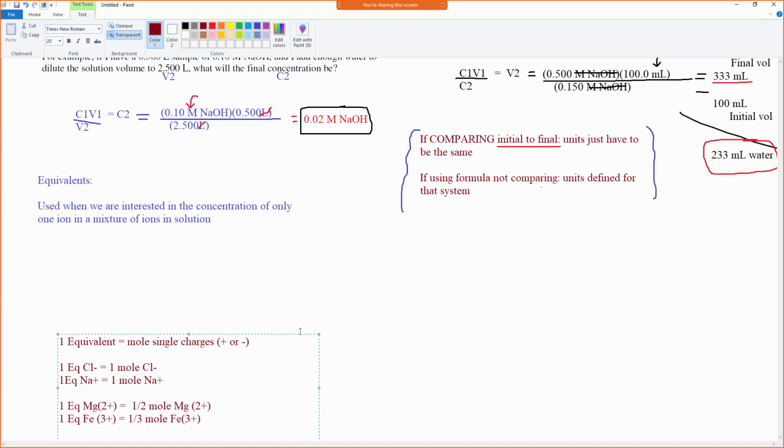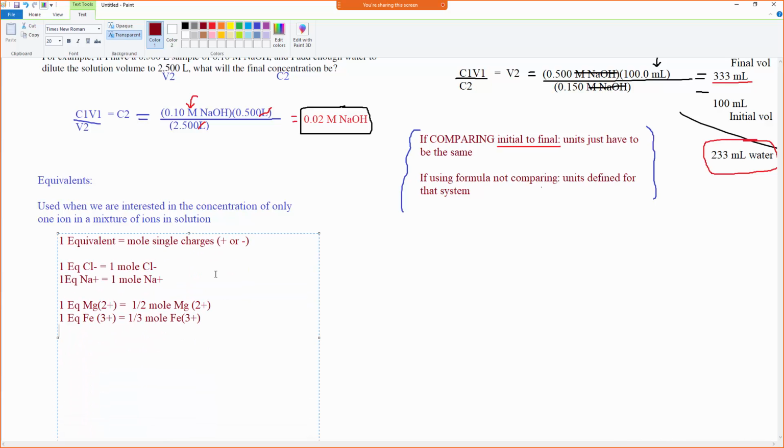And it works for polyatomics as well. So you could say one equivalent of SO4 with a 2- charge, there's your sulfate, is going to be just 1/2 a mole of sulfate ions.